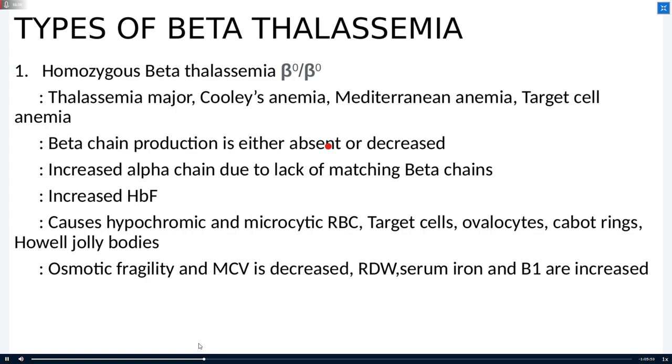RDW, serum iron, and bilirubin are increased. Indirect bilirubin. Copy. Yes, so yeah, indirect bilirubin. Nang alam niyo class ng thalassemia.